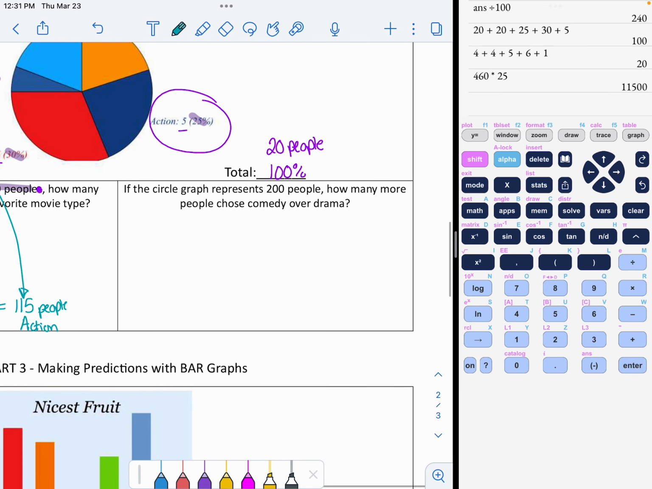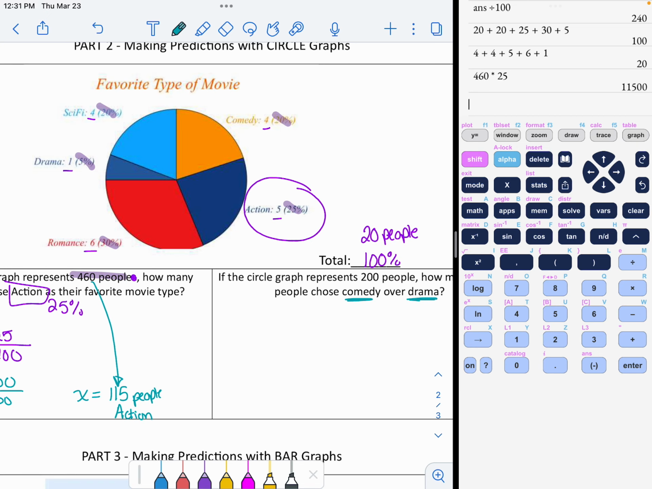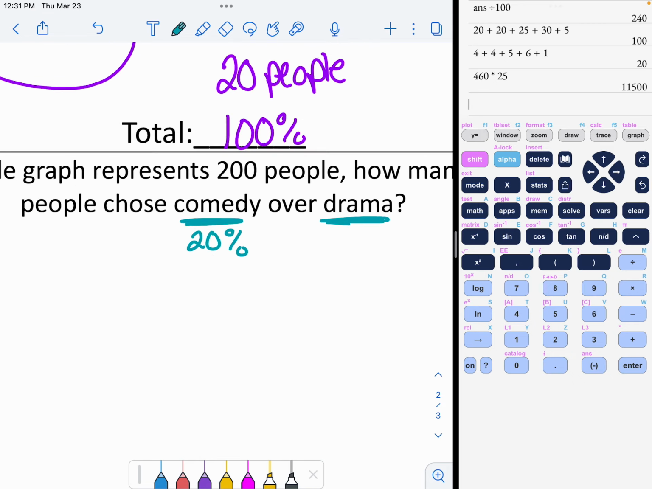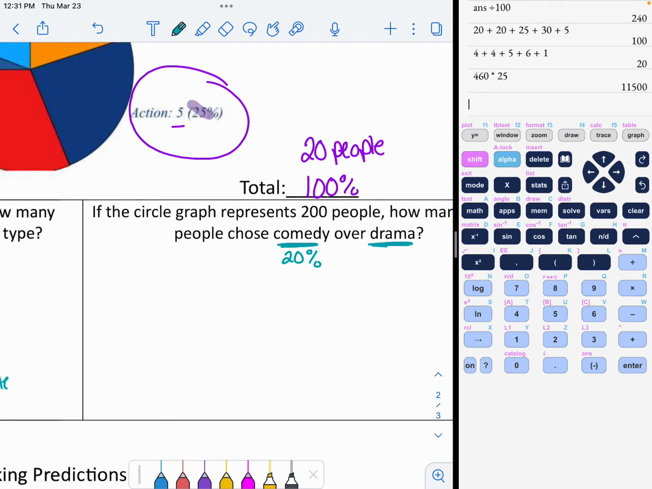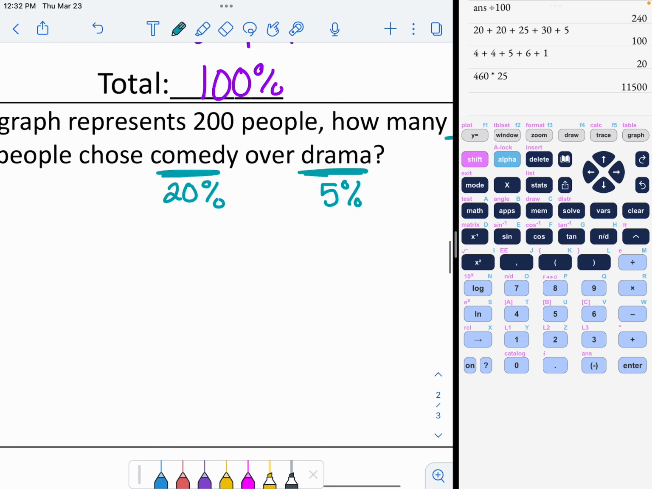Let's do a circle graph now, but pretend it represents 200 people. It says how many more would choose comedy over drama. So here's what I'm going to do. I'm going to find comedy. Comedy is 20%. And drama was 5%. Okay, so that makes a difference of 15 percentage more who chose comedy.